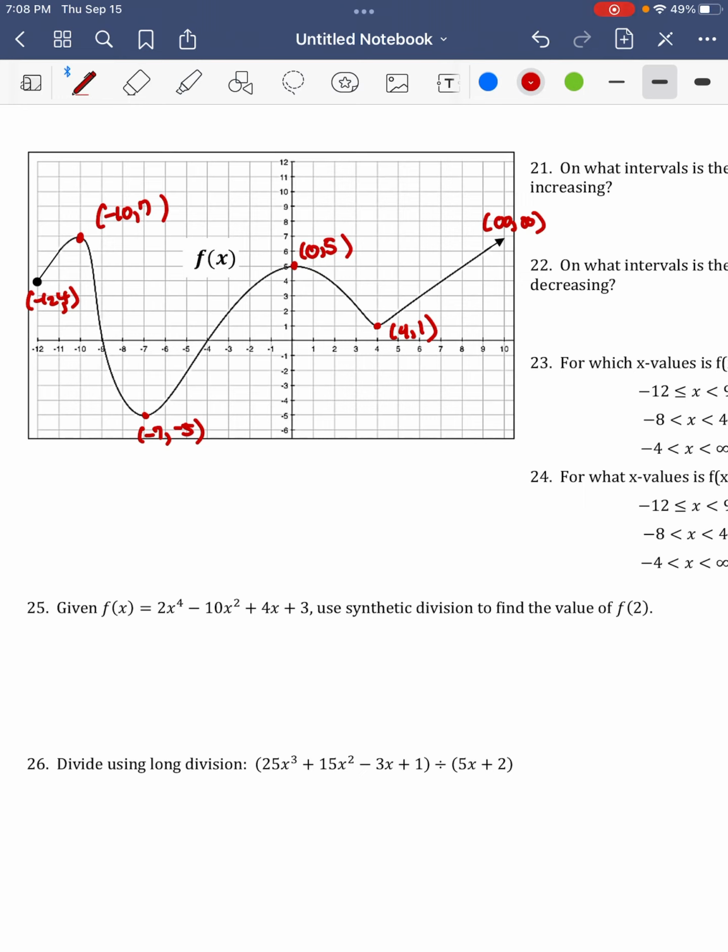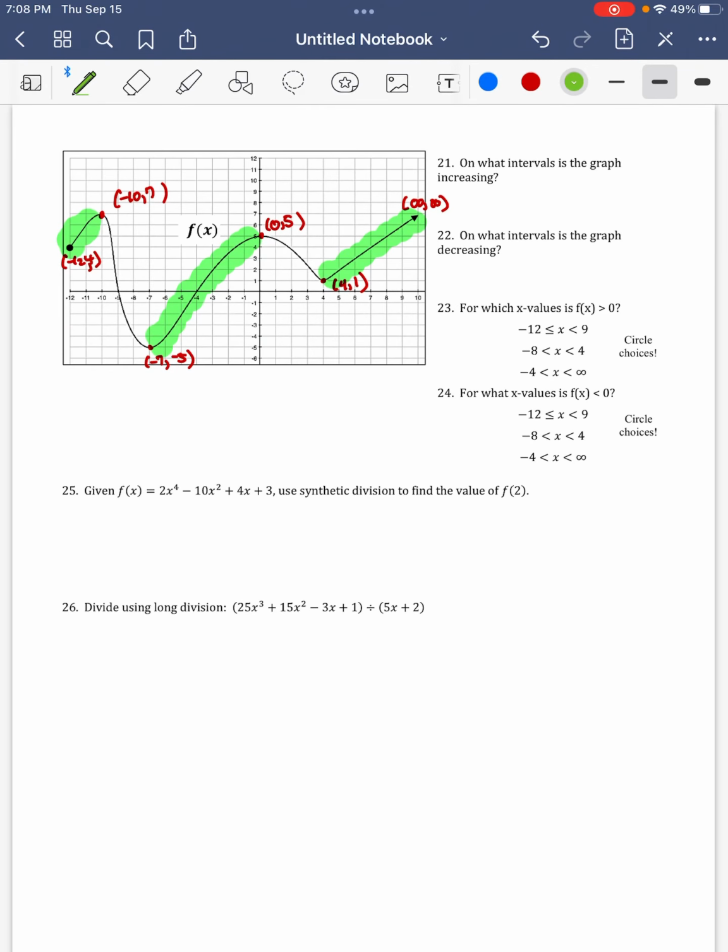Okay, so we need increasing and decreasing. So let's do increasing as green. So I see this little section right here is increasing. This little section is increasing, positive slope, and this little section is increasing. So I have to name the x values of those green sections. The first green section on the left goes from negative 12 to negative 10. And the next green section in the middle goes from negative 7 to 0. Remember, I'm using my x values. And the last green section over there goes from 4 to infinity.